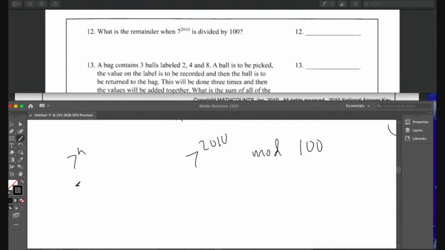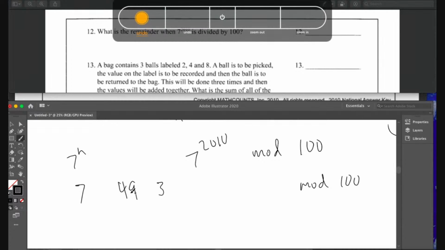So basically, we're going to start with our base number, which is 7, and then multiply this number by itself, and we get 49. We're going to keep on multiplying by 7, and we always want to look at it mod 100. So we multiply 49 by 7, that's 7 cubed, which gives you 343. But we want it mod 100, right?